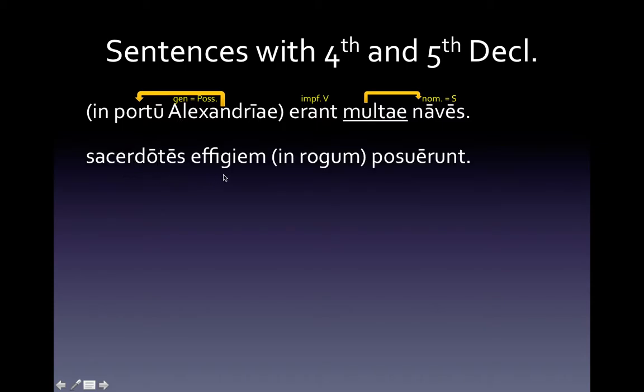All right, this sentence: Sacerdotes effigiem in rogum possuerunt. Okay, so sacerdotes, this ES ending here is from the third declension. It could be nominative plural, it could be accusative plural. So let's look at what else we have going on in the sentence. Effigiem can only be accusative singular, so this is our direct object, forcing this to be our subject.